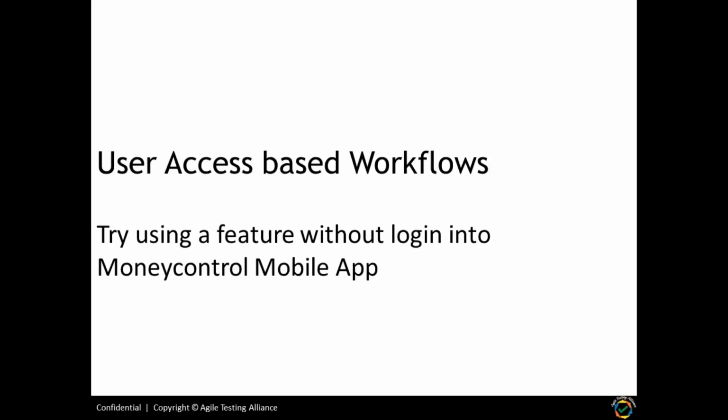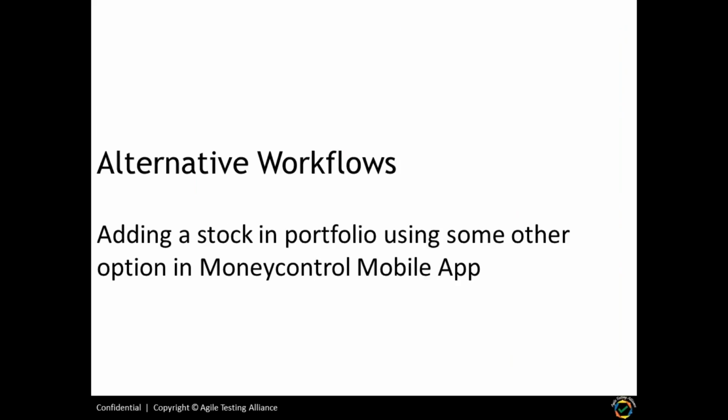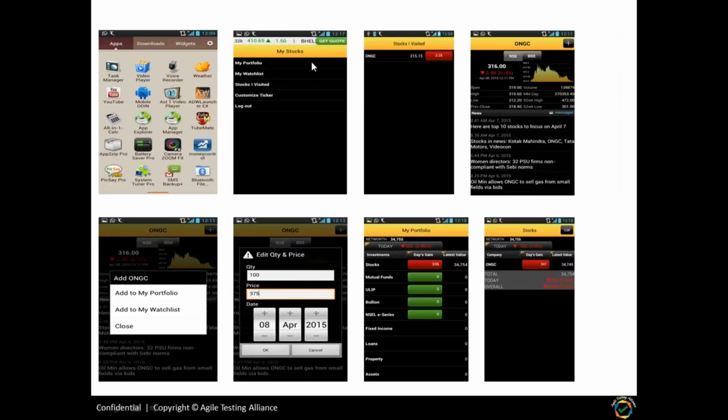So if you see in the previous option, what we did is we searched for a stock, used the plus indicator over here, and added the stock to the portfolio. If you go to the alternate workflows, if you see here, I'm going to my stocks, and here there is stocks visited, stocks last visited. Okay, so I haven't searched for the stocks. I have just an option called stock visited, and using the stock visited workflow, I am trying to add. So if you see, the steps are the same over here.